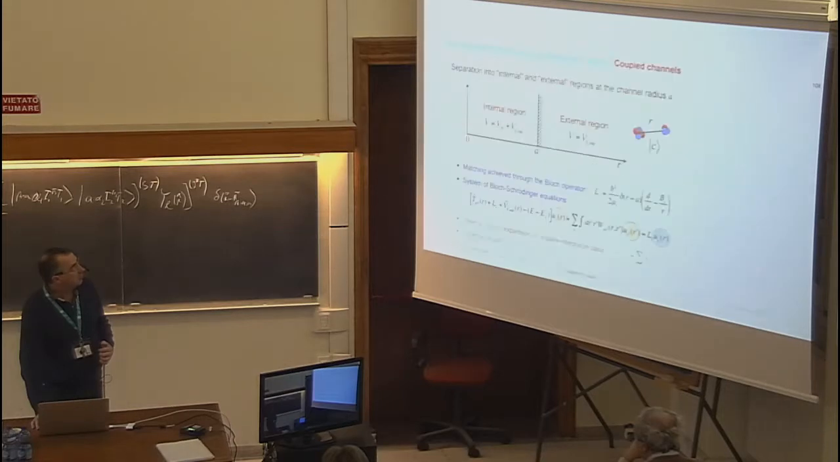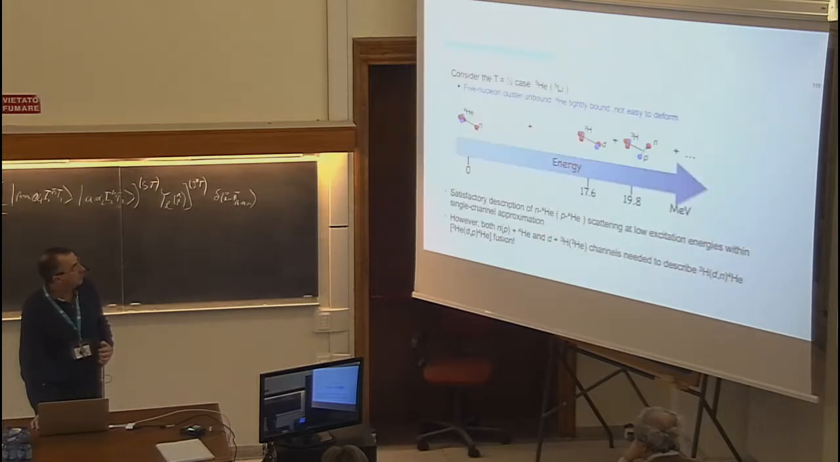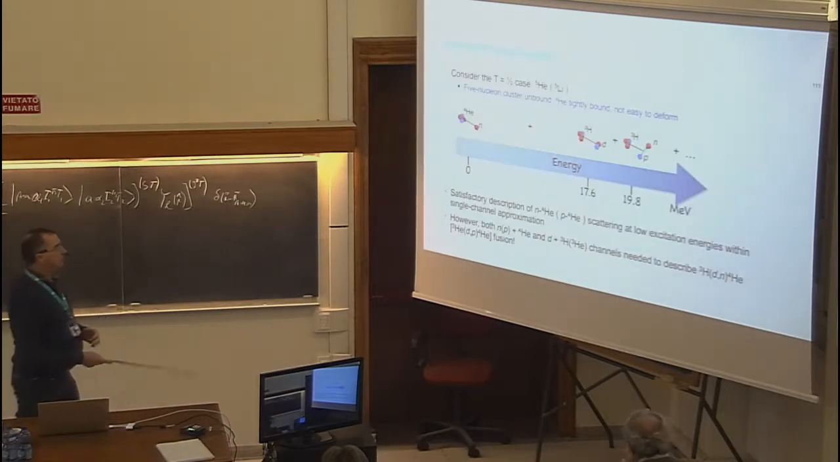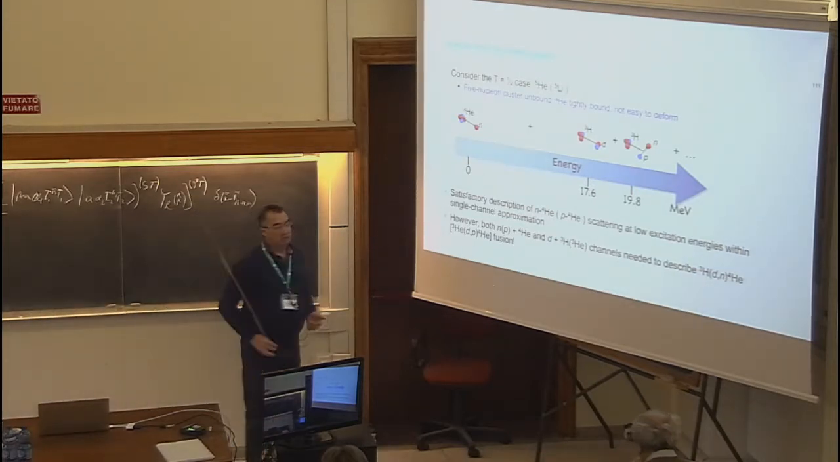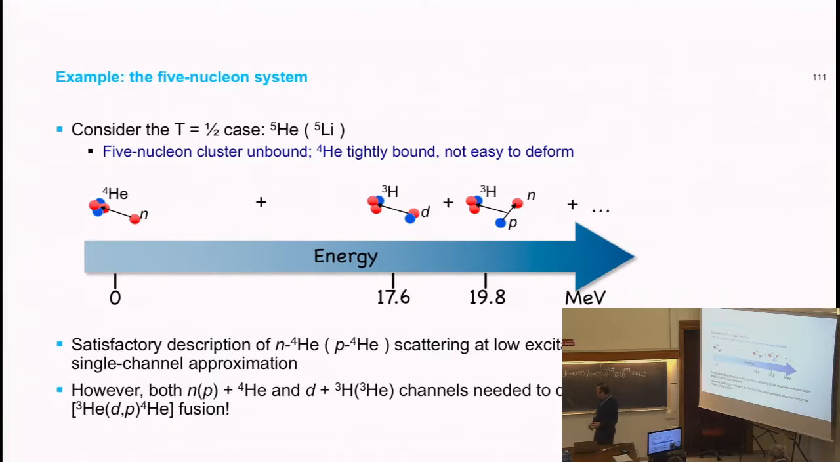Okay, so this is what I showed you last time, so I skipped that. And so now, let me start with the simplest system that can be efficiently described in this formalism, in this method, and that would be a 5-nucleon system, or scattering of a nucleon with helium-4.